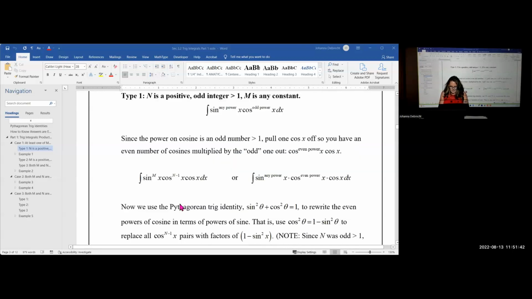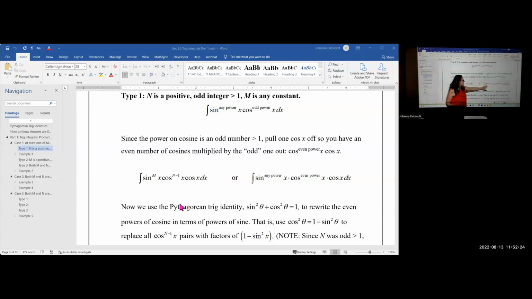So let's take a look at the different types here. These are basically the 3 different possible cases of what we've got going on. What I've started with here is that n is a positive odd integer greater than 1. That's the power on cosine. And m, the power on sine, could be anything. It could be even, or it could be odd. But we're going to focus on the power on cosine being the one we're paying attention to. It's an odd power, and it's bigger than 1. So 3, 5, 7, 9, 11, 13, 15, whatever. Now we take this power on cosine, and we pull 1 cosine off. So now we have cosine to an even power times cosine of x.